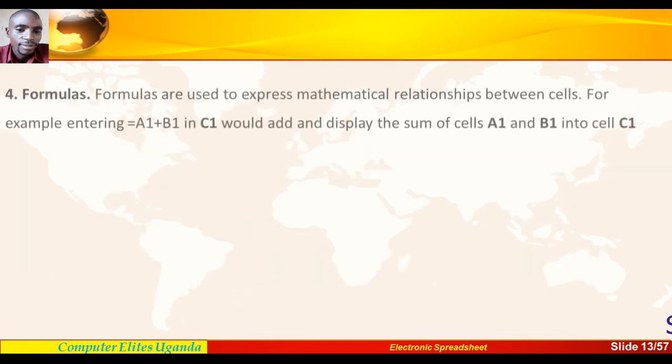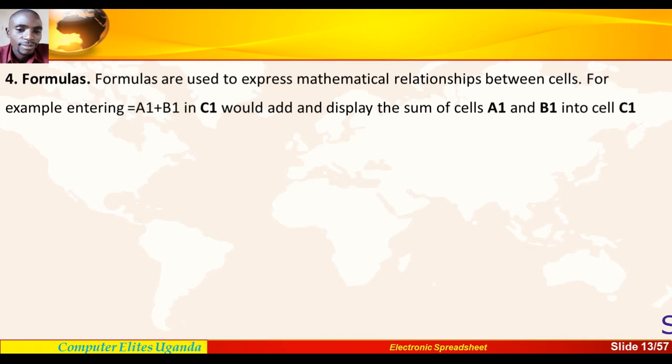Another one, we also have formulas. When we talk about formulas, these are used to express mathematical relationships between cells. For example, if you look at this example, once you type equals A1 plus B1 in cell C1, it means that you're going to add the number in cell A1 and the number in cell B1, then the result will be displayed in cell C1. So we have that feature called formula.